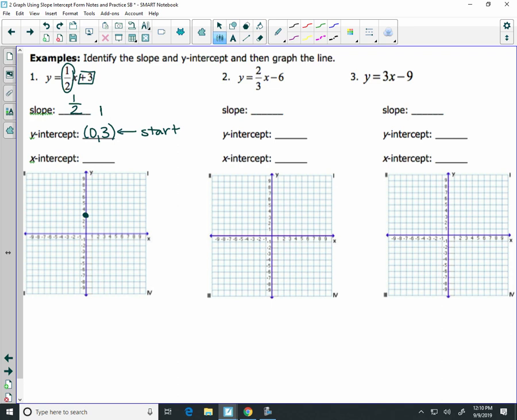Slope is my pattern. Slope tells me what directions to do next. Next, I go up 1, right 2. I'm going up because it's positive, but I go right no matter what. Up 1, right 2. Up 1, right 2. We are going to ask you to fill in the whole graph. Don't just do 2 points, unless you bring a ruler with you, and then okay.